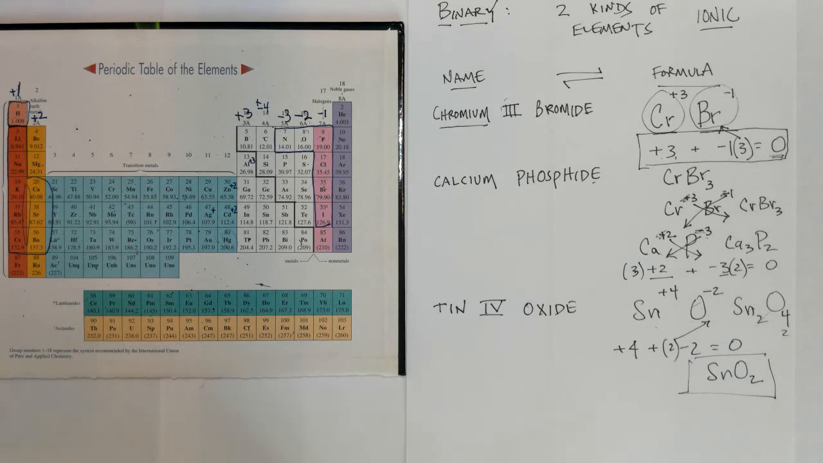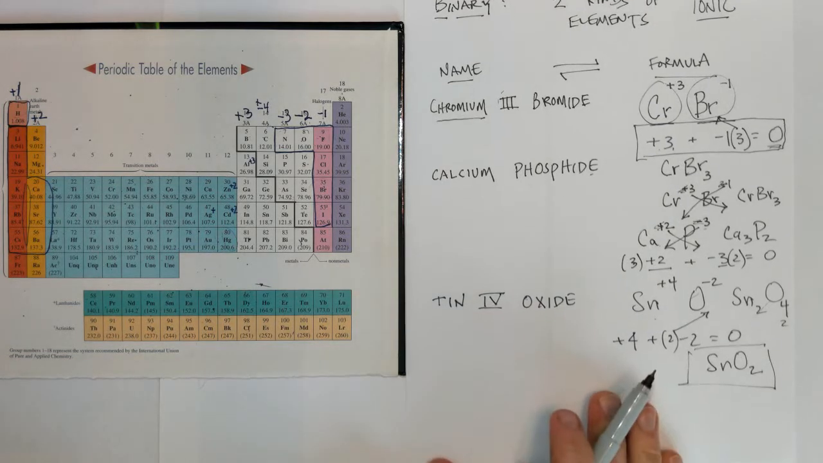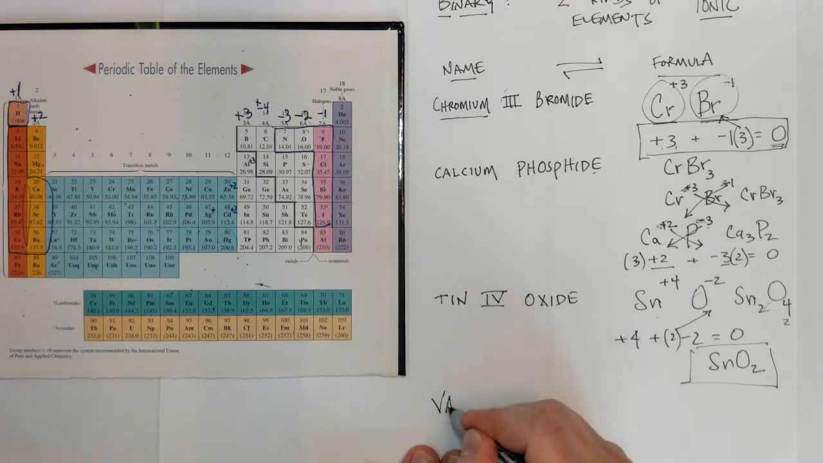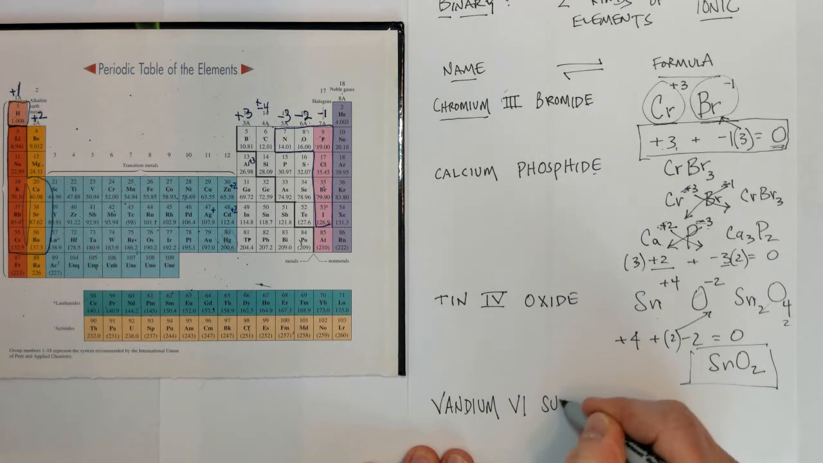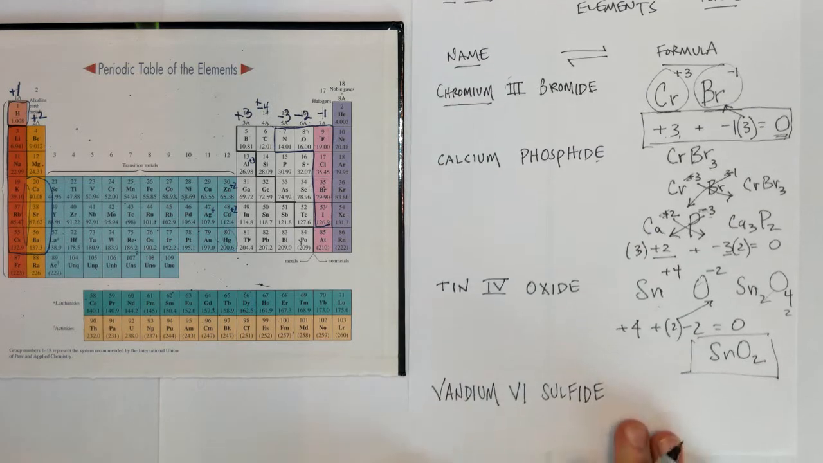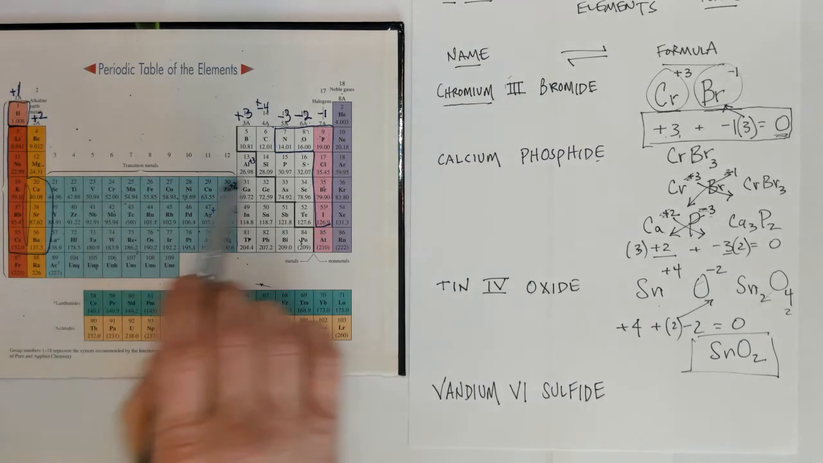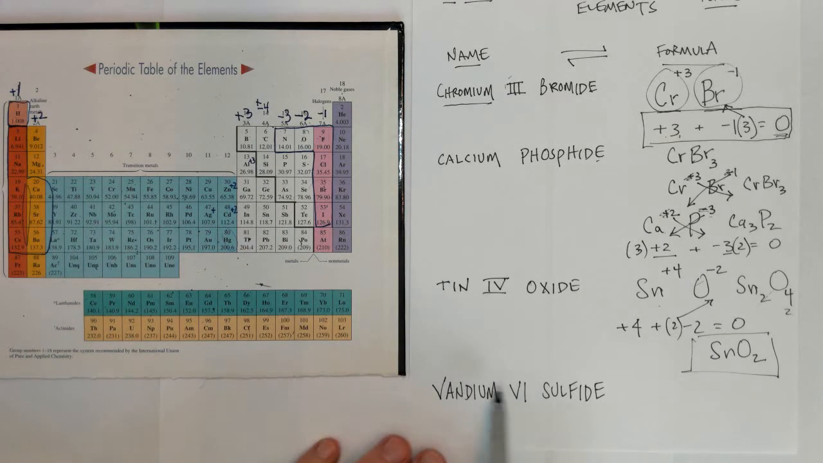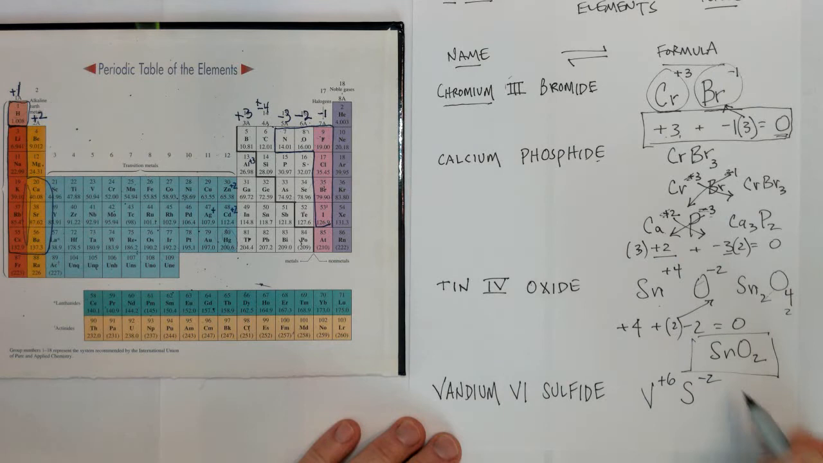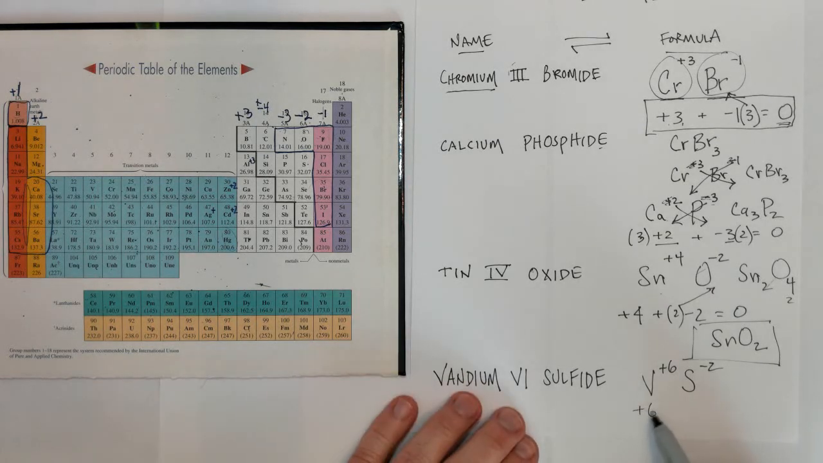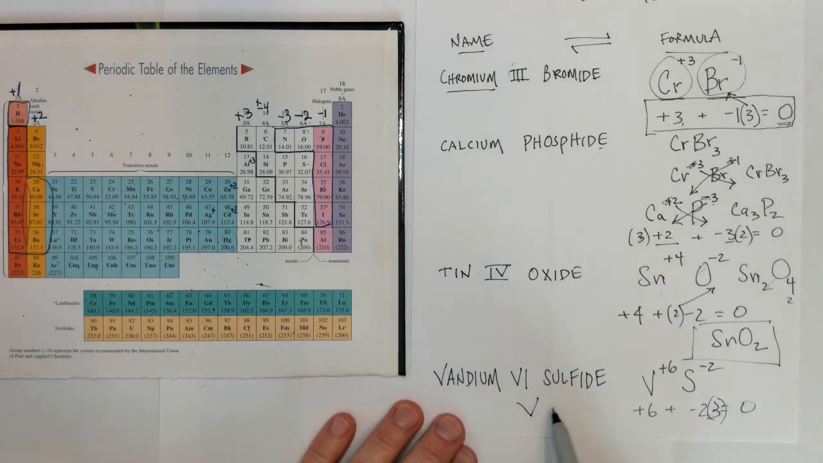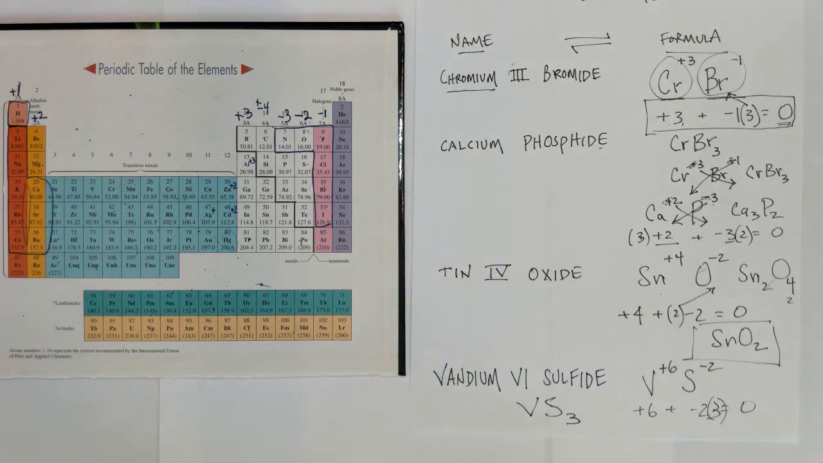Let's do one more. Let's try one also with a Roman numeral here. Let's see if you can do vanadium(VI) sulfide. Okay, it tells you that the V is positive 6, and the sulfur you have to look up here and here is negative 2. And you can say crisscross them, but remember you're going to end up with something you're going to have to reduce. So you could also say positive 6 plus negative 2 equals 0. Oh, I'm going to need 3 of these. And so it ends up being VS3 as your best formula.